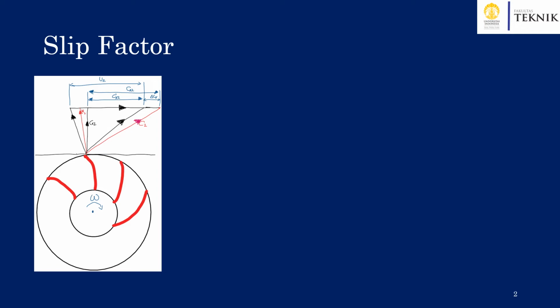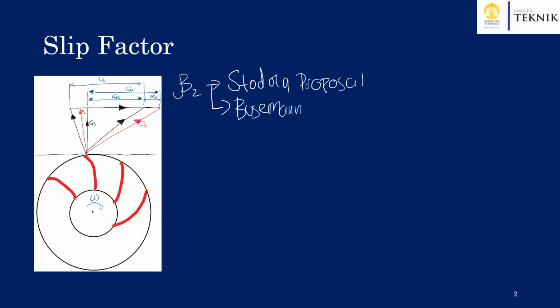There are three methods to estimate the slip factor of a centrifugal pump. These methods are based on the blade angle at the outlet. These three are known as the Stodola proposal, the second one is the Gooseman proposal, and the last one is the Stanitz proposal.